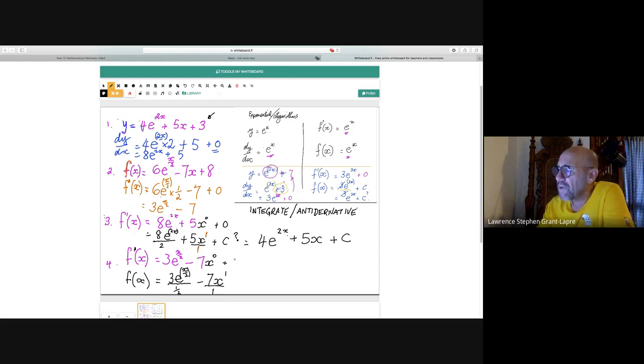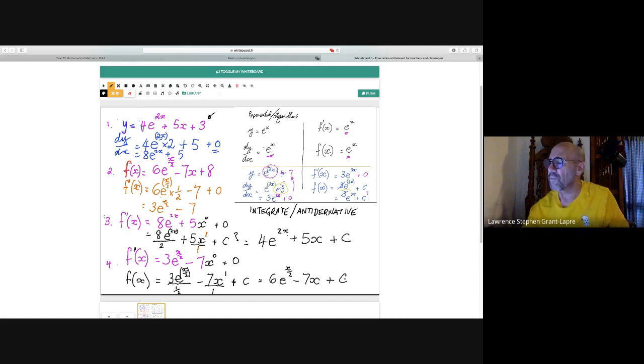And there was this 0 here. The antiderivative of 0 is a constant. The derivative of a constant is 0. And simplifying that, 3 divided by a half is 6. e to the x over 2 minus 7x plus some constant which we don't know. In question 2, you saw the plus constant was a plus 8. The derivative of 8 is 0. The antiderivative of 0 we don't know. Up here we know it was an 8. Down here we don't know what it is, so we just put plus a constant.